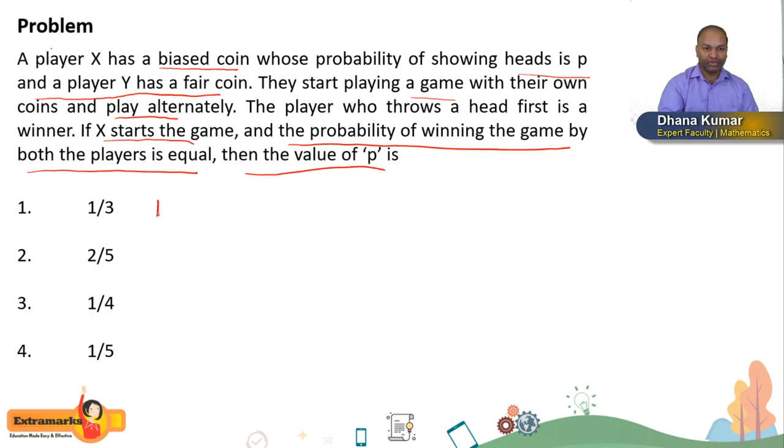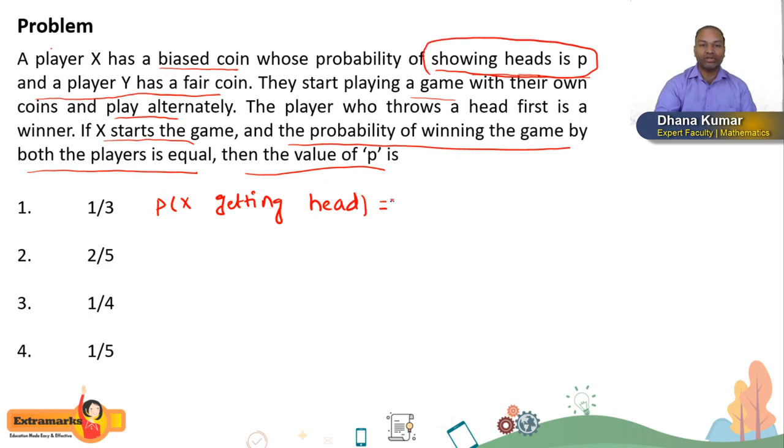P of X getting head. Okay. So this is what biased. So the first line you observe: a player X has a biased coin whose probability of showing head is P. So that's why I'm writing here P.